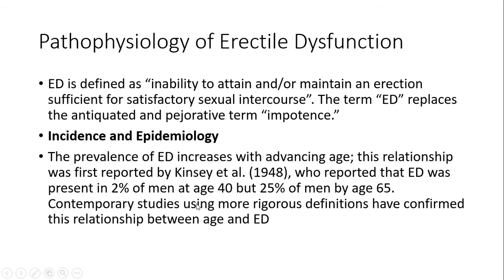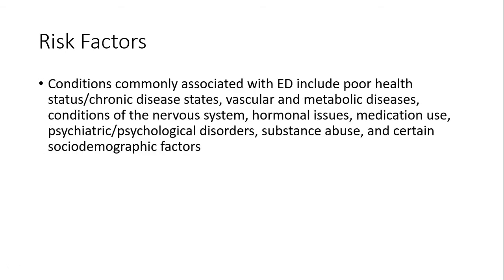Of course, before age 40 only 2% of men complain of this disorder. But at 65 years, almost 25% of men have erectile dysfunction. That's why age and erectile dysfunction are very comorbid. They're actually very closely related.